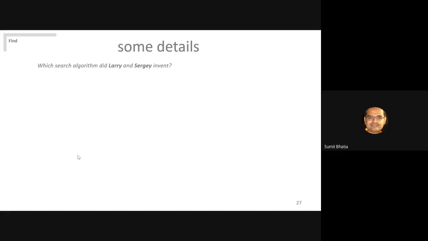Larry and Sergey are the founders of Google, Larry Page and Sergey Brin. And again, notice how you figure this out in your mind. Because there's this context: search algorithm, Larry, Sergey. You know that you have seen these keywords always together, Larry Page, Sergey Brin. So in your mind, you could figure out these connections and answer it.